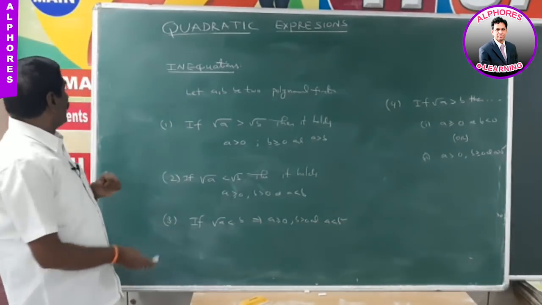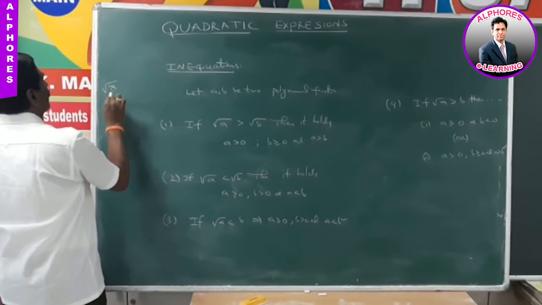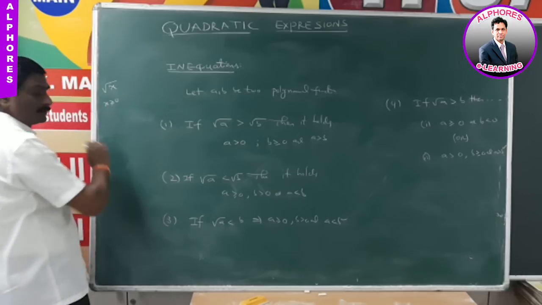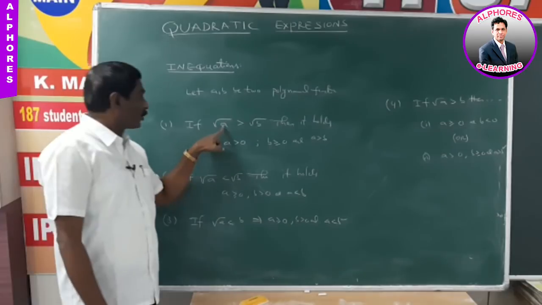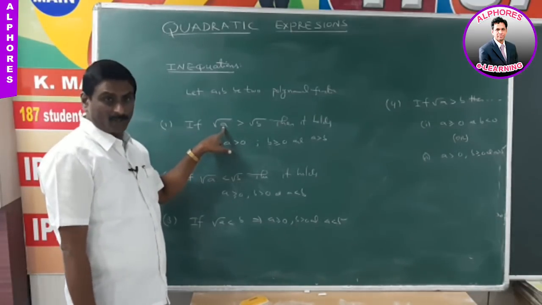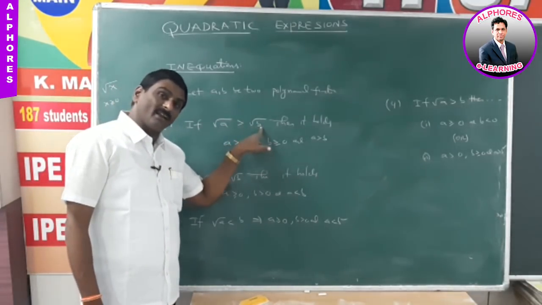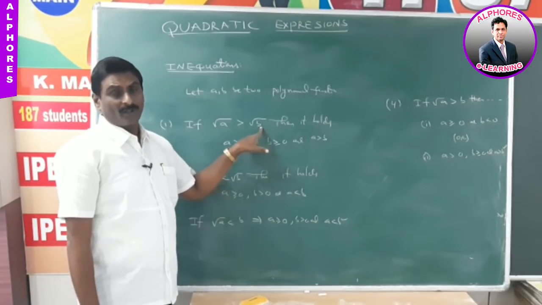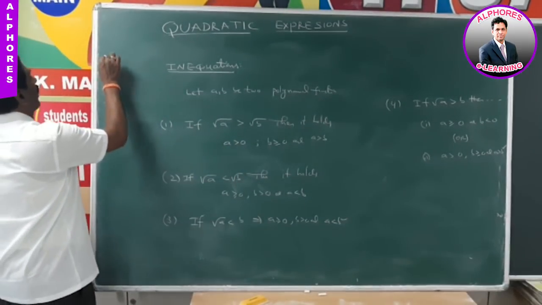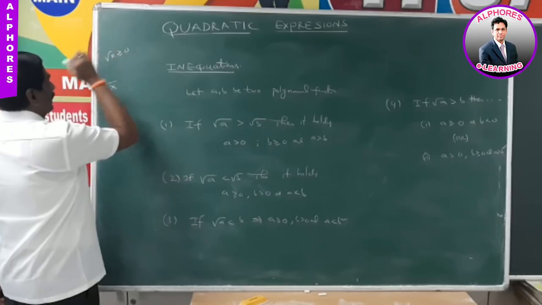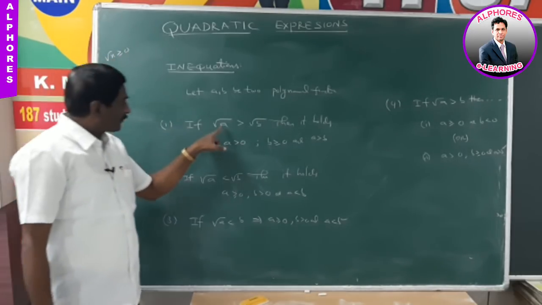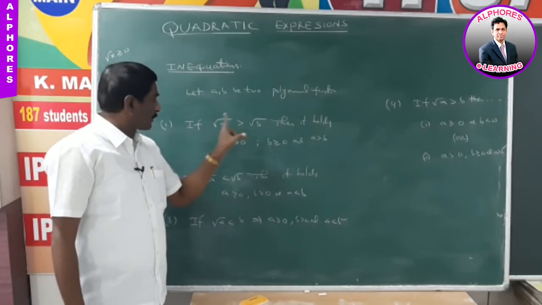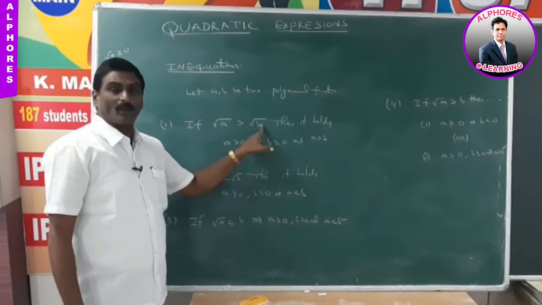That means √x is defined only when x ≥ 0. Generally, √x is defined when x ≥ 0. Similarly, √a is defined when a ≥ 0, and √b is defined when b ≥ 0. A square root value is always non-negative, that means 0 or more than 0. The minimum value of √a is 0 and the minimum value of √b is 0. Suppose 0 > 0, that is meaningless.